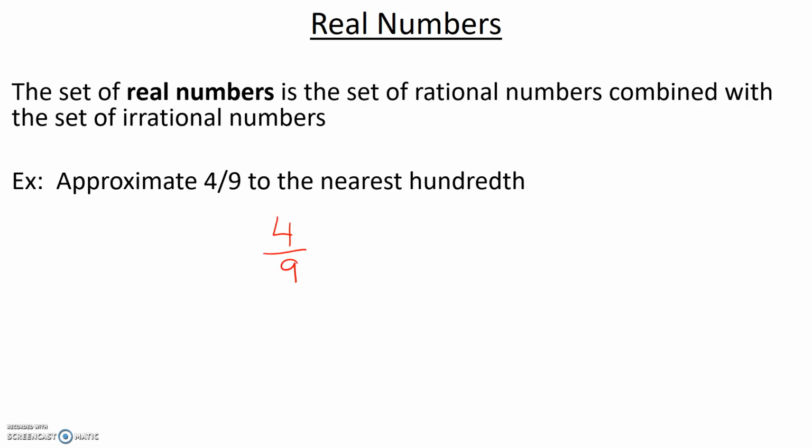4 divided by 9 is 0.4 repeating, which is 0.4444, etc. Since we're rounding it to the hundredths place, which is the second decimal place, we look at the number after the second decimal place. If this number is 5 or higher, we round up. If it's 4 or lower, we keep the hundredths place the same. So in this case, our answer would be 0.44, since the number after the 4 is 4 or lower.